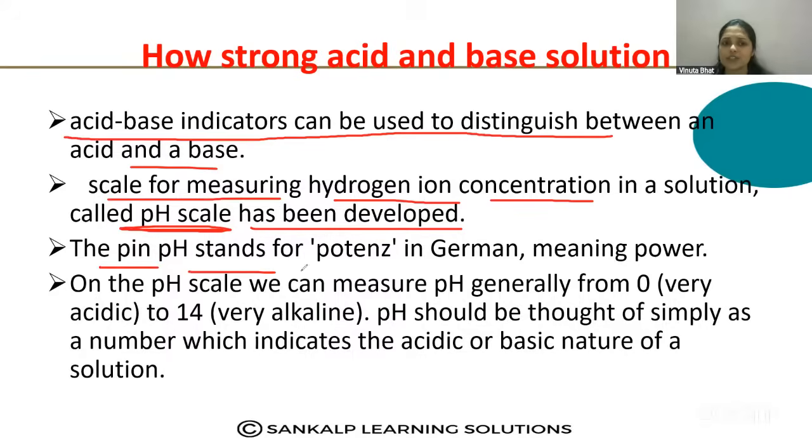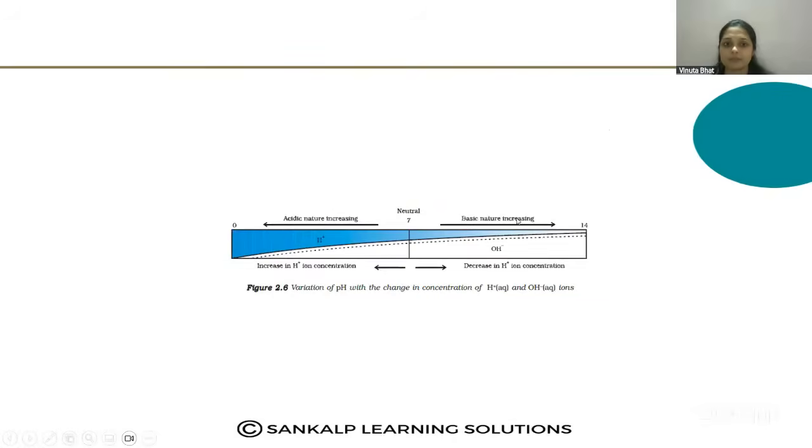The word pH stands for potenz in German, meaning power. So on the pH scale we can generally measure pH from 0 to 14. 0 to 6 is acidic, and from 8 to 14 is alkaline. Let me explain this with a pH scale. Here, the numbers 0 to 14 will be there on the pH scale. Yes, 7 is neutral.